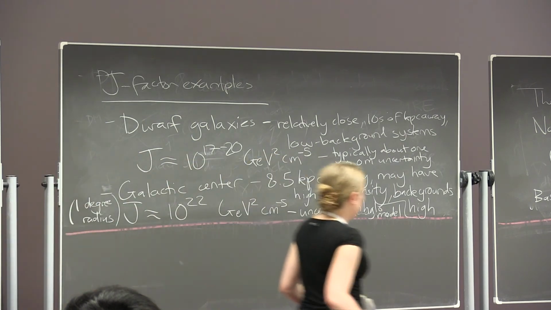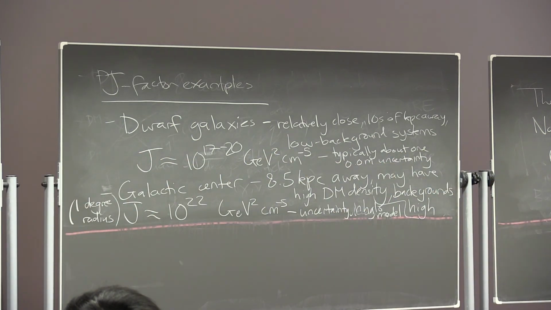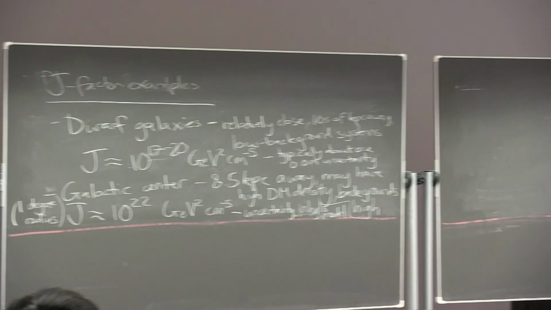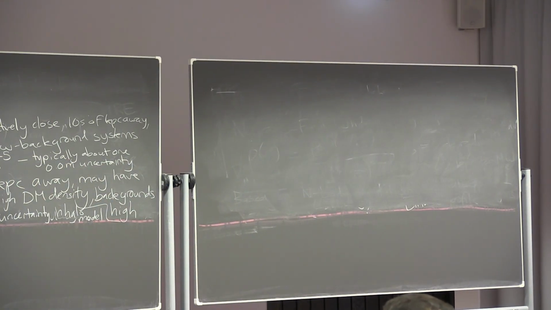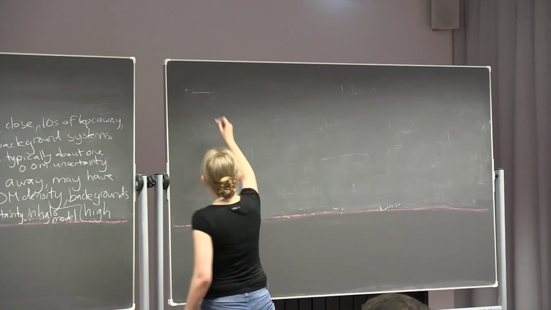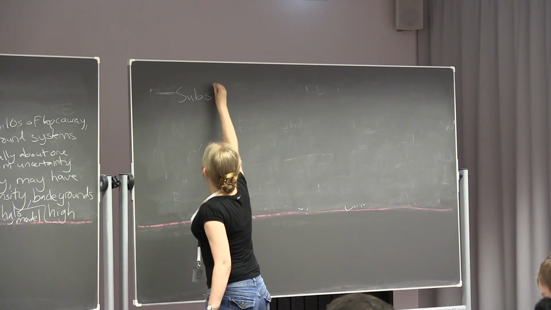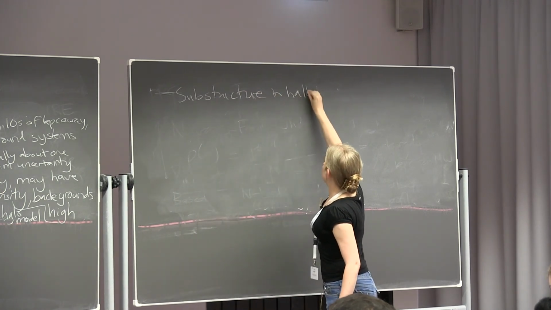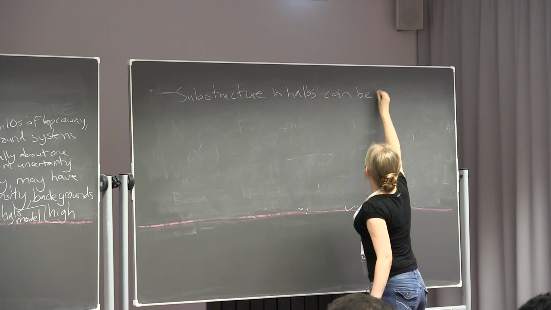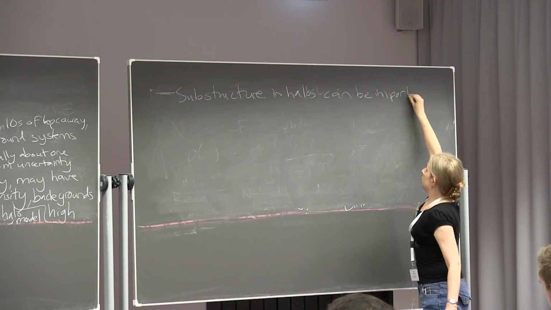Okay. So given the time, if you're wanting coffee, I'll just say one more thing before we wrap up for the day, and then tomorrow we'll do one last point on J factors, and then we will talk a bit about cosmic rays. So, there are two more points I want to make about J factors. One is that substructure in halos can be important, and also a large source of uncertainty.